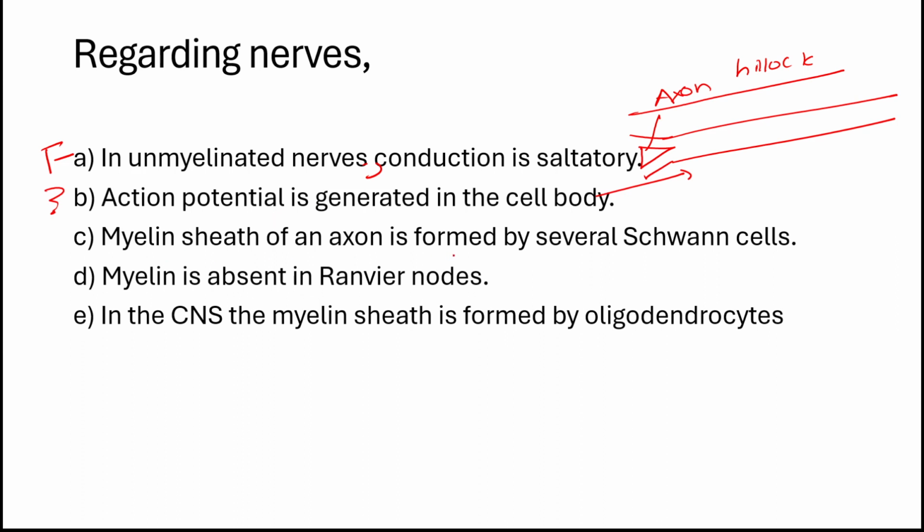Myelin sheath of an axon is formed by several Schwann cells. Yes, it is formed by a number of Schwann cells, but a single Schwann cell has the capacity to enwrap only a single axon. Myelin is absent in ganglion nodes. Yes, that's a true statement. In the central nervous system, the myelin sheath is formed by oligodendrocytes. Yes, that's true.